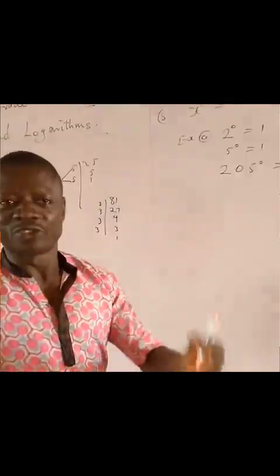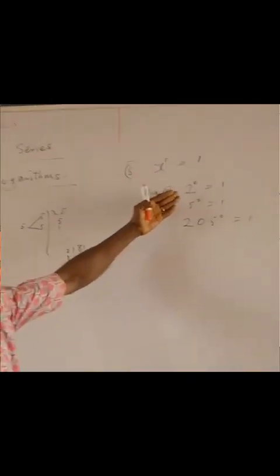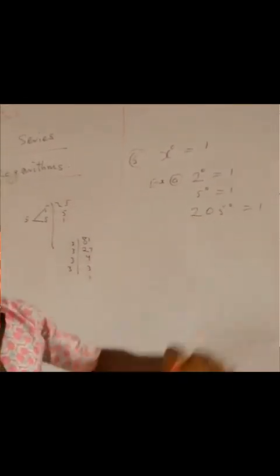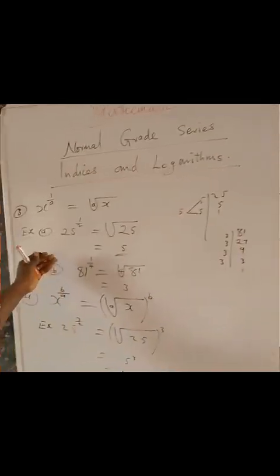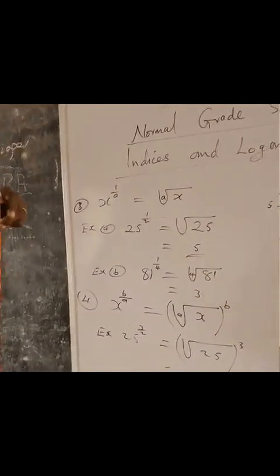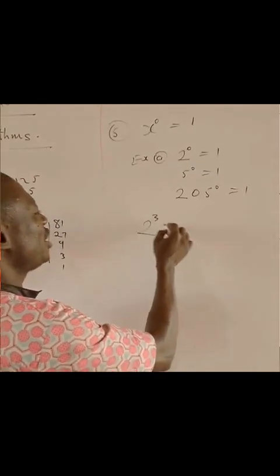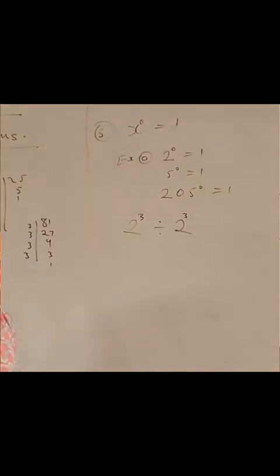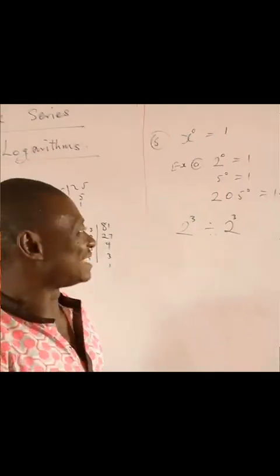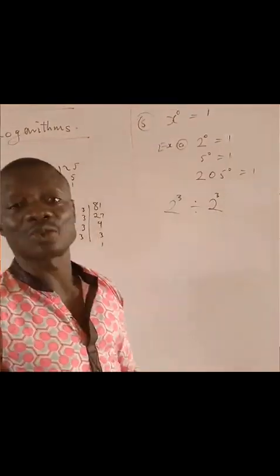How do we take it to be? We can see a proof to that. Let us find out that is true. How can it be that every number raised to power 0 is 1? Let's see a proof here. Assuming we use law number 2 to prove it. Law number 2. Assuming we take 2 raised to power 3 divided by 2 raised to power 3. Let us use this and find out whether it is true.